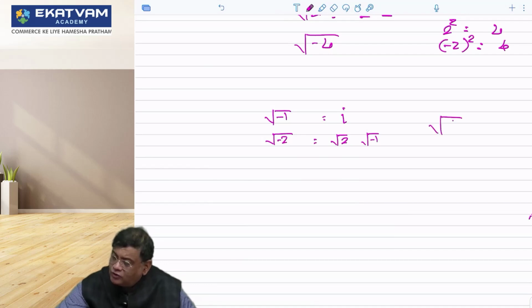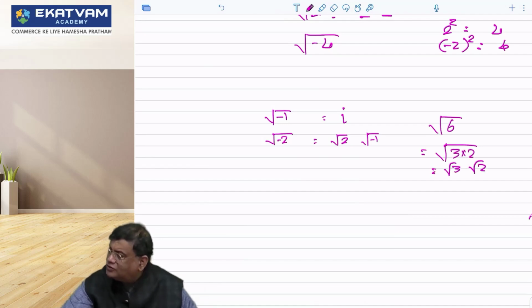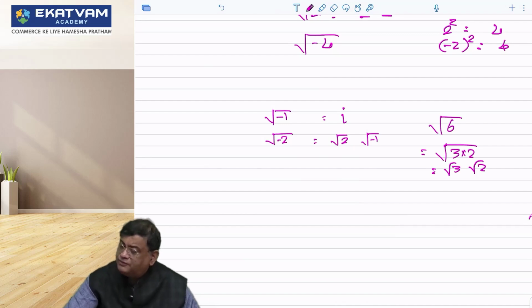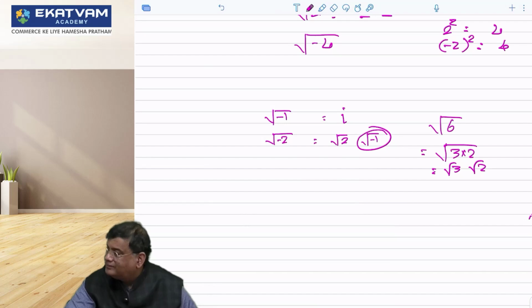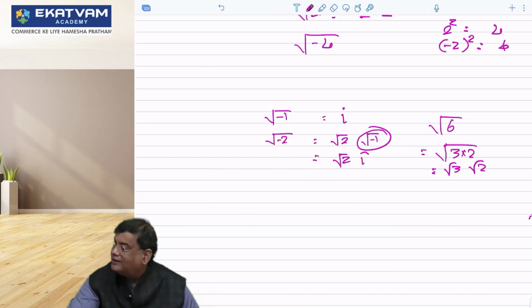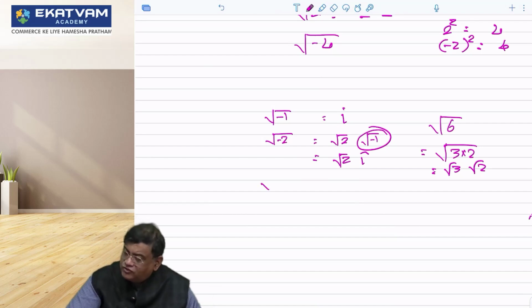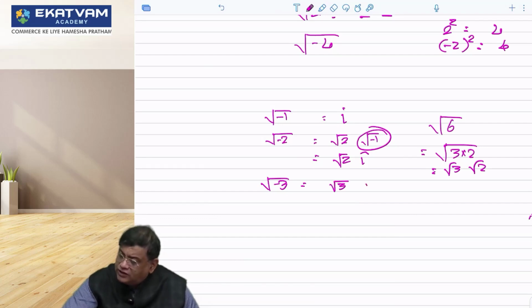If you have root of 6, then you can say this is root of 3 into 2. And you can split this as root 3 into root 2. But also this can be split as root 2 into root of minus 1. But root of minus 1 is i, and therefore this could be written as root 2i. Then my question is, what is root of minus 3? Then you can see that this is root 3 into i.